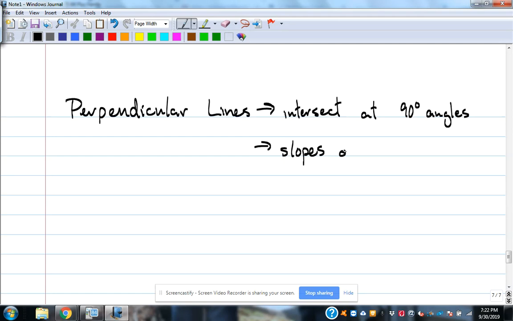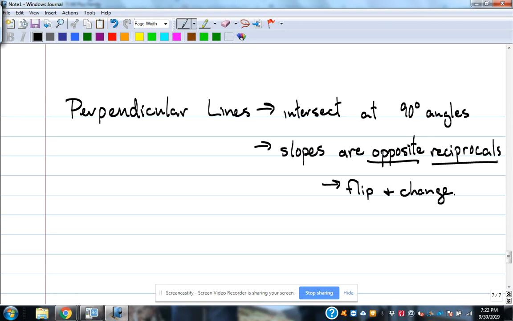The slopes are opposite reciprocals. Opposite reciprocals. That means flip and change. Flip and change. Slopes are the opposite reciprocals. Okay? Perpendicular lines meet at 90-degree angles. The way to make that happen on a coordinate plane is to flip and change the sign of the slope. Flip it over, change it from either positive to negative or negative to positive. Whichever one it was originally, it's the other one on the perpendicular.